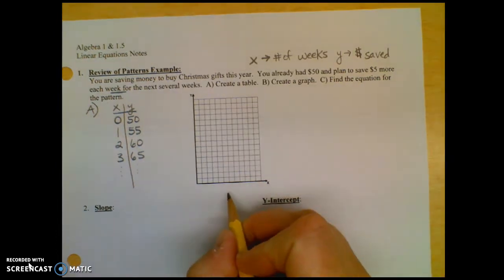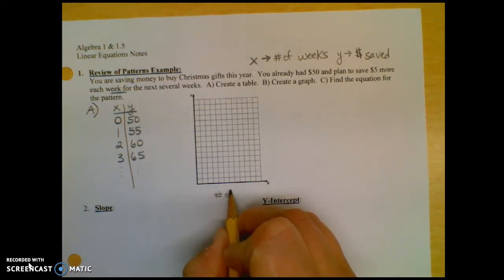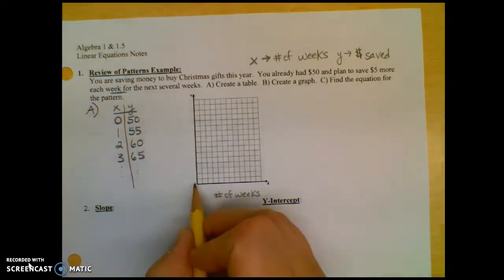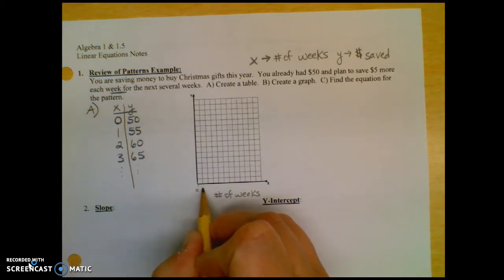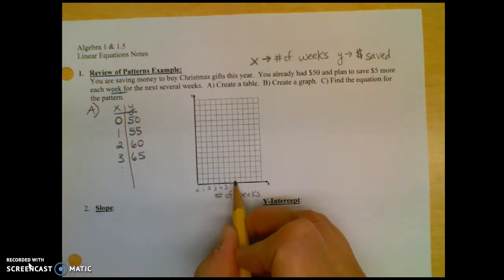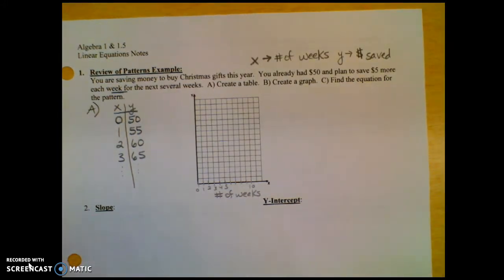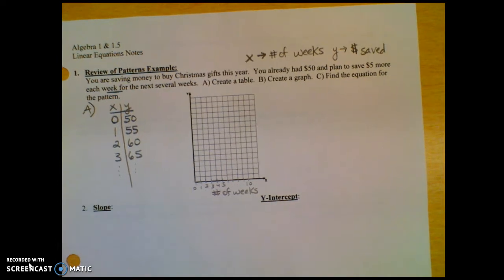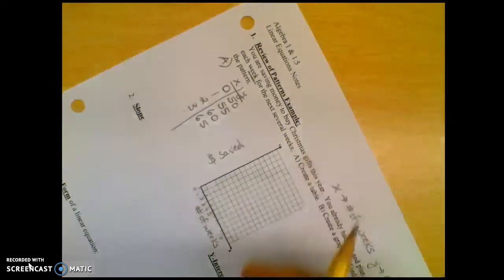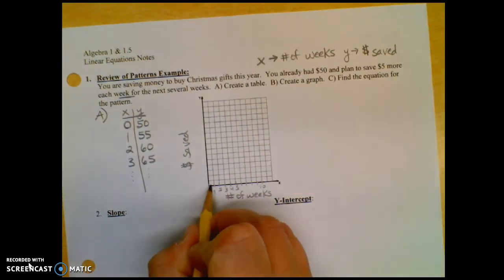In order to create our graph, we should label. So down here on the x-axis would be number of weeks. And we are counting by ones on that scale, so this would be 0, 1, 2, 3, 4, 5, 6, 7, 8, 9, 10. And then on the y-axis, we have the amount of money saved in dollars. And those numbers are larger, so we're not going to count by ones, but we do still need to start at 0.